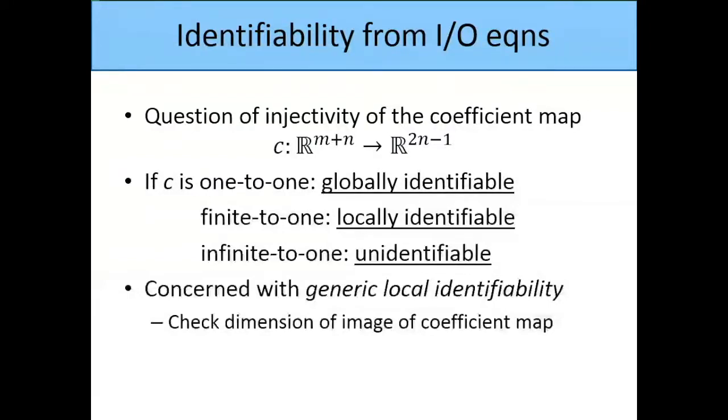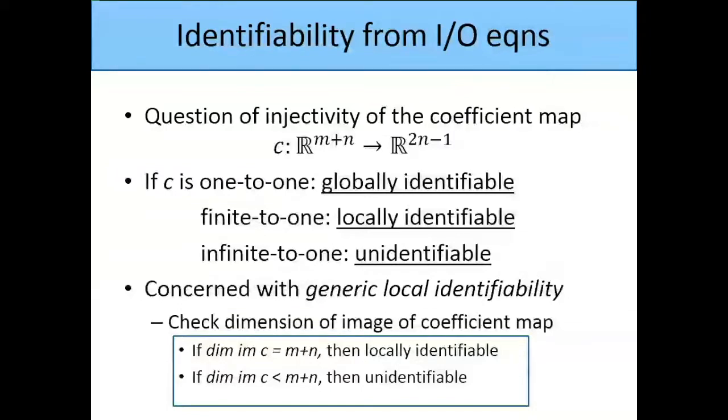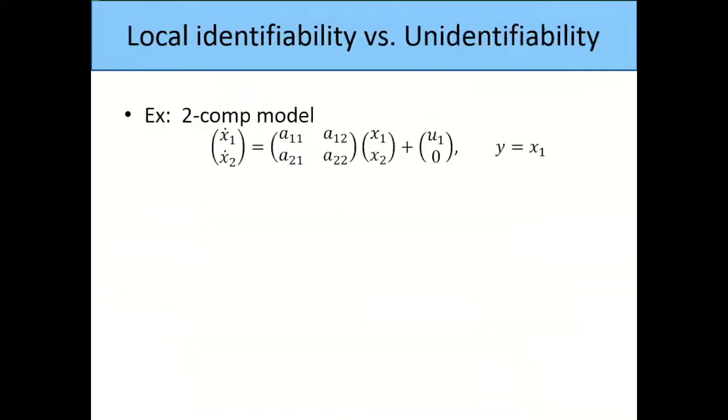If that's our concern, then to check identifiability, all we have to do is check the dimension of the image of our coefficient map and compare that to the number of parameters. If that equals the number of parameters, we say our model is locally identifiable. But if it's strictly less than the number of parameters, then we say our model is unidentifiable. So how do we do this? We can do the standard approach, which is to find the Jacobian of our coefficient map, evaluate it at some generic point, and then find the rank of that matrix. That will give us the dimension of the image of our coefficient map.